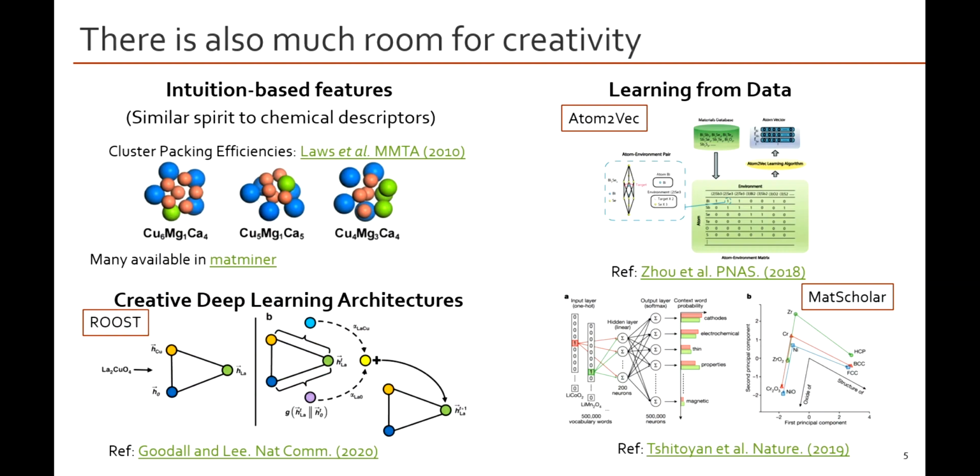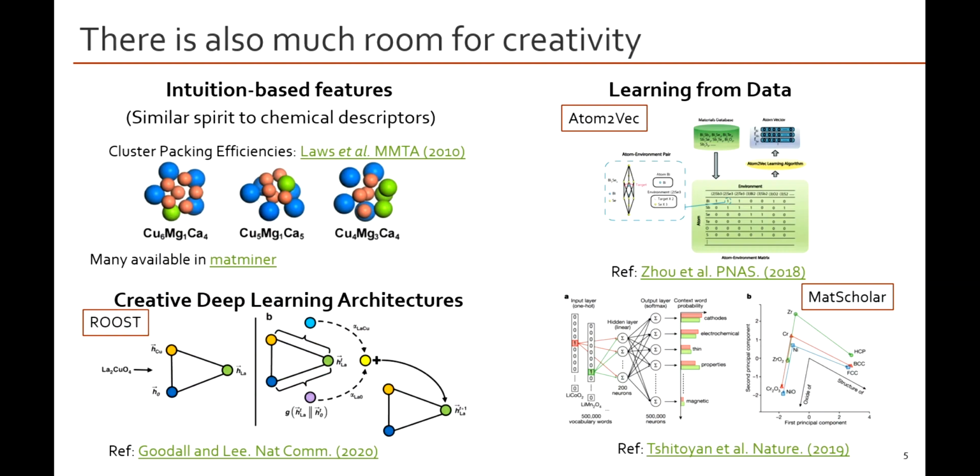Additionally, there are unique neural network designs, like what has come out of Reese Goodall and Alpha Lee's work just this past year, where they use concepts of those message passing networks that we've described earlier to learn how different elements interact with each other within a compound, and use that to predict the properties of an entire composition.